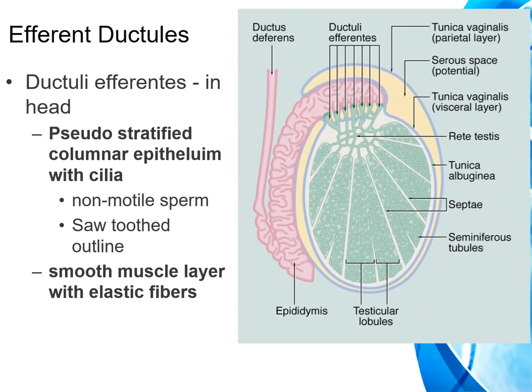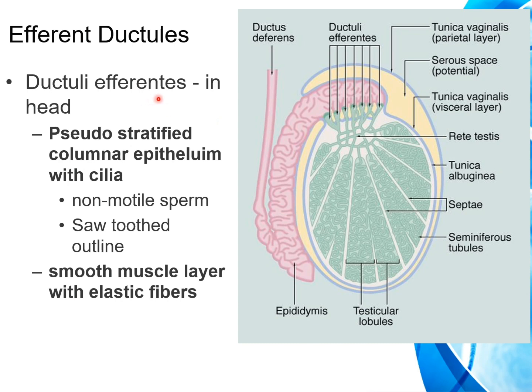Here is another diagram showing you the different features. The outer layer is the tunica vaginalis, then the tunica albuginea, then the tunica vasculosa. These are the testicular lobules formed by the seminiferous tubules. The tunica vasculosa forms the septa. These seminiferous tubules connect via the tubuli recti to the rete testis, and then the sperms pass through the rete testis into the ductuli efferentes.